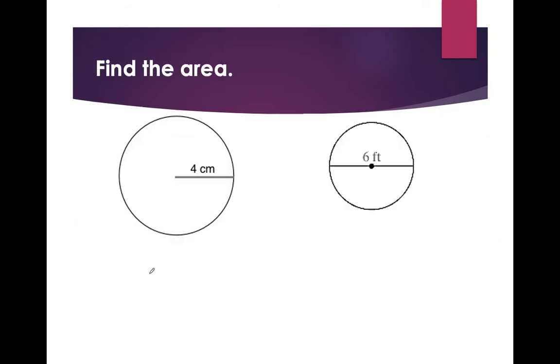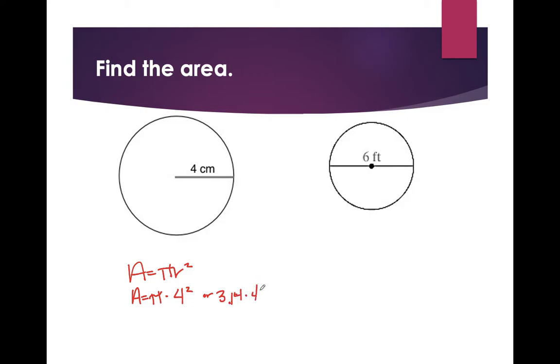Okay, so let's try an example. Here we have the first circle. We're going to find the area. So write down the formula: A equals pi times the radius squared. Then we're going to plug in the radius, which is 4. So pi times 4 squared. I think yesterday we replaced pi with 3.14. So let's do that.